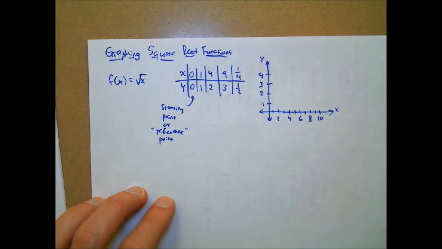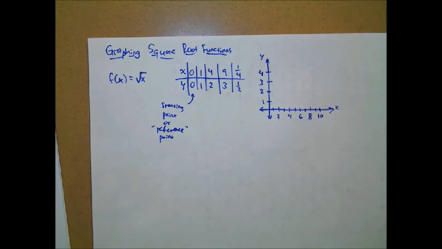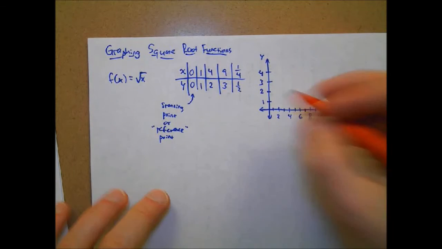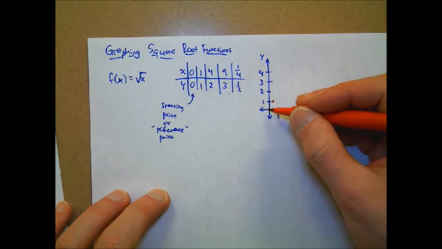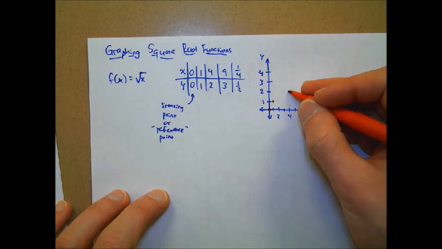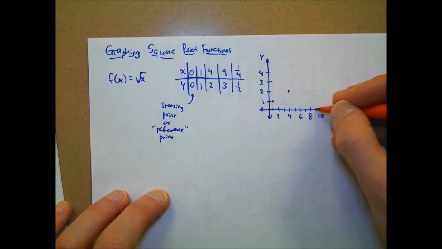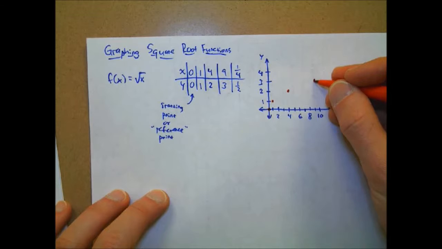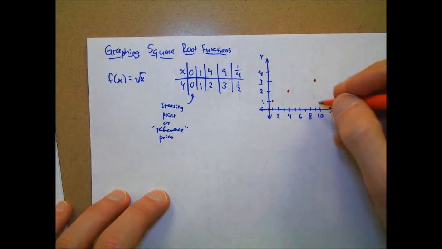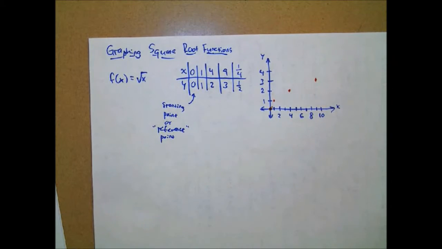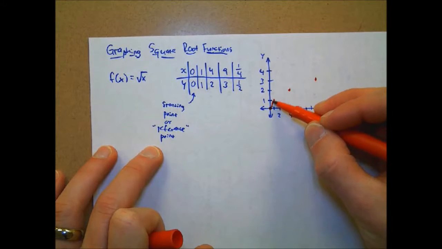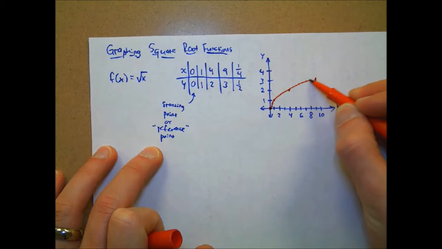So we'll plot the points. We have the 0, 0. Maybe I'll do this in a different color. So 0, 0, and then 1, 1, and then the next nice point we have is 4, 2, and then 9, 3. And then I can also do the 1/4, 1/2. That's going to be really hard for me to plot, but something like right there. Okay, connect the dots. It looks something like that.